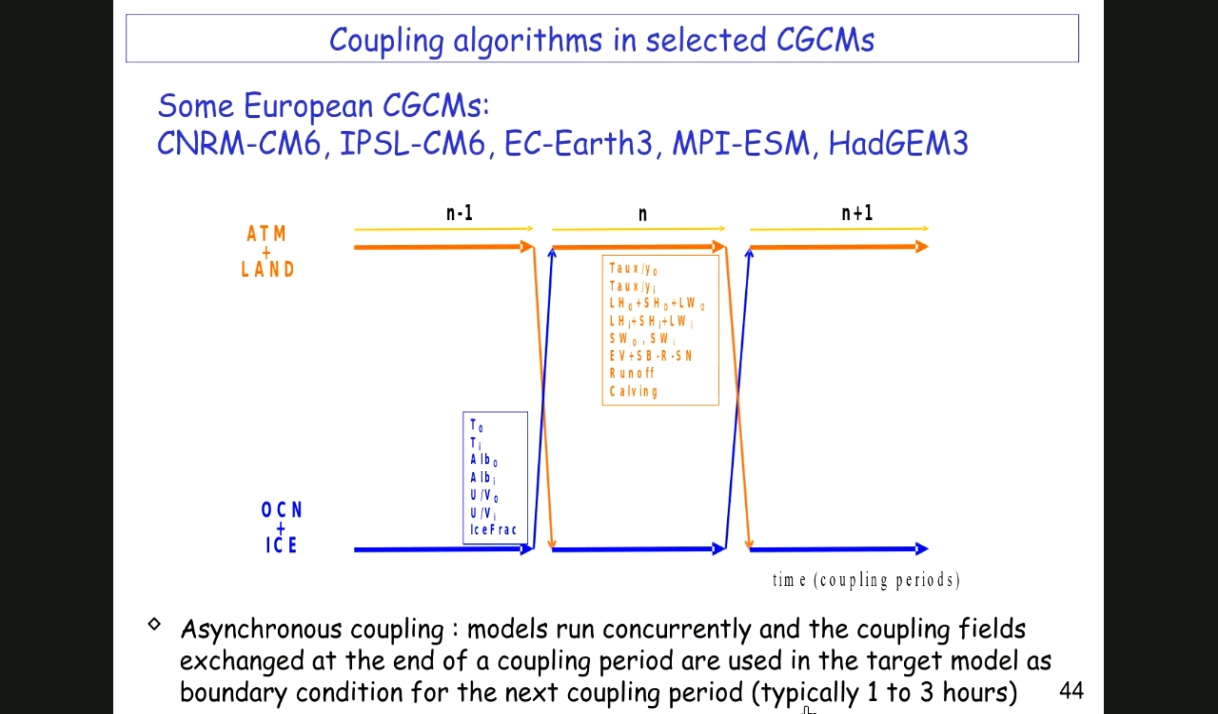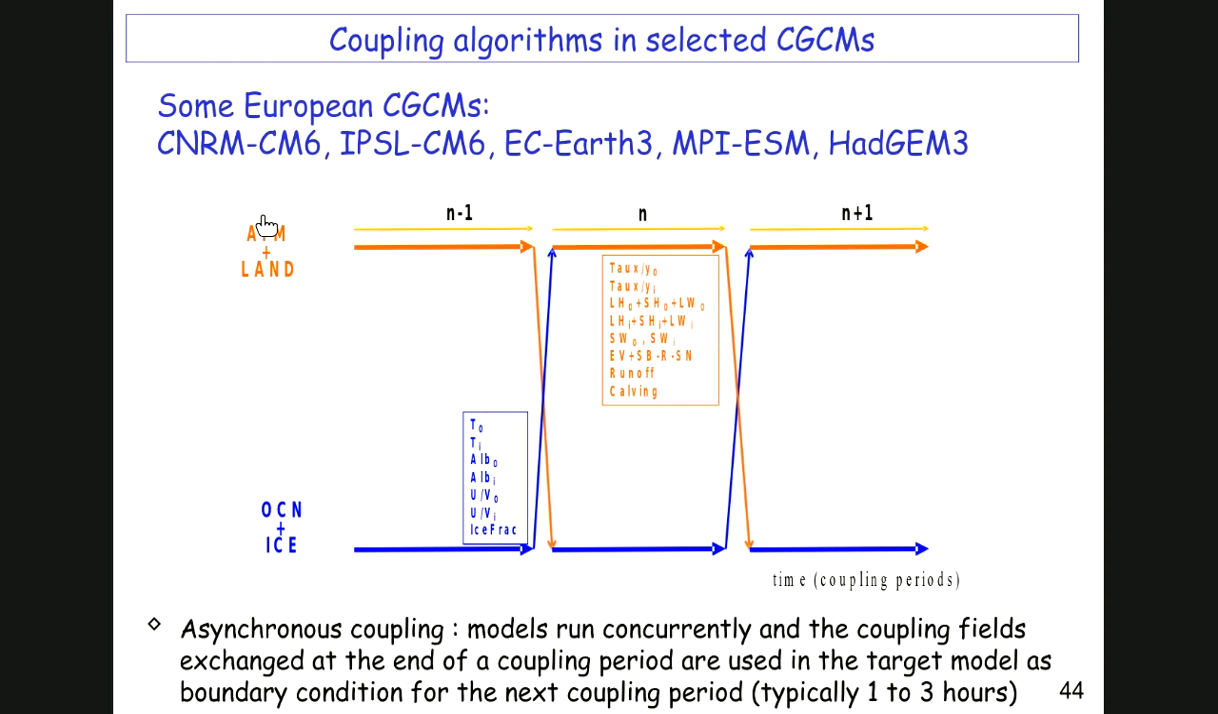This is the coupling algorithm implemented in, let's say, most European coupled general circulation models. This is implemented in the French CNRM-CM6 and IPSL-CM6, which are developed in France. This is implemented in EC-Earth, which is the coupled general circulation model developed by a consortium of European countries. It is the algorithm implemented in MPI-ESM, developed in Germany, and in HadGEM, developed at the UK Met Office. So this is the asynchronous coupling I already presented.